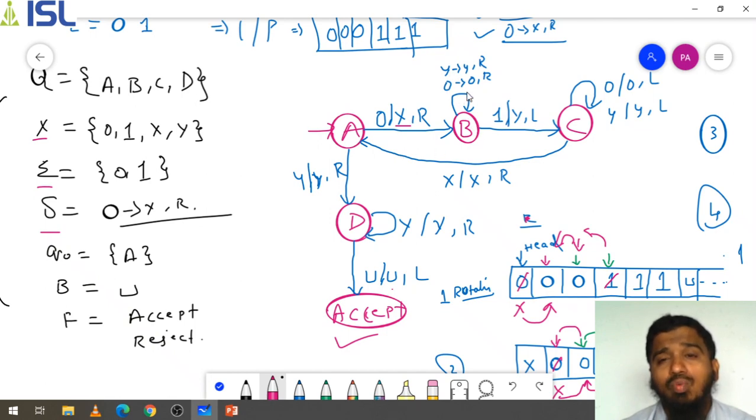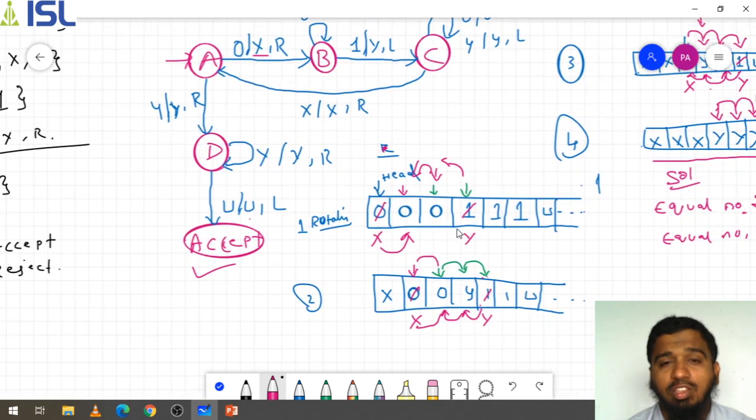In B, 0, Y, all these things are there. If it is 1, it moves to the next, okay, and if it is 0, it will loop. It will replace the same input value with the same alphabet, and it will move to the right. Okay, so 1 is Y comma L. From B, if it is 1, then Y is written and it will move to the left. Okay, and the next state is C. Here 0 to 0, replacing 0 with 0, is moving left. If it is 0, then it is moving left.